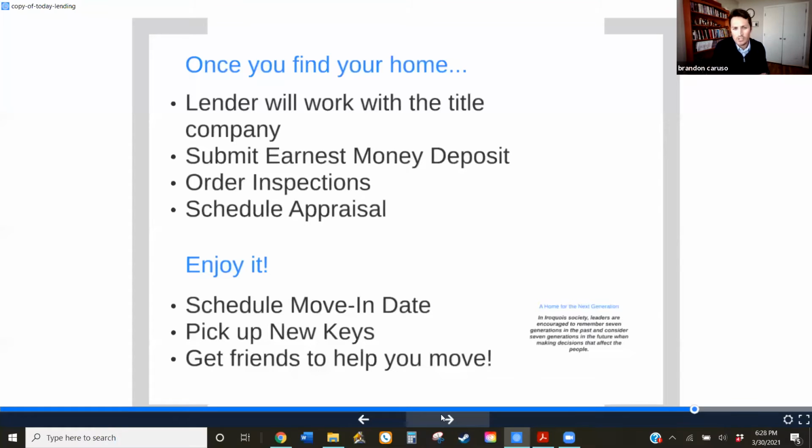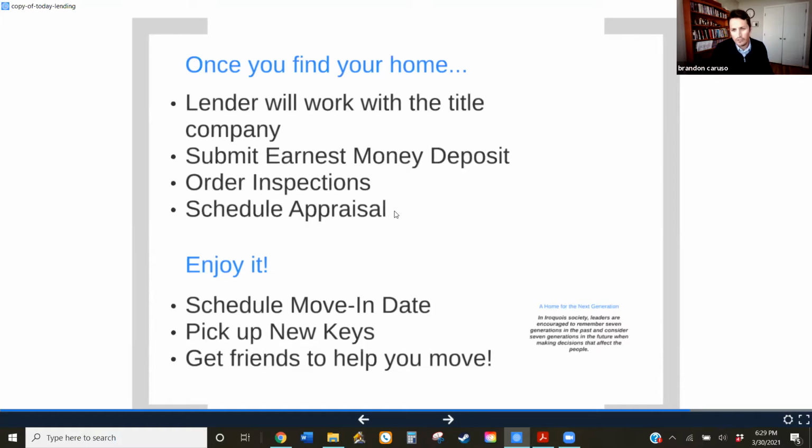But eventually when you get into a home, or you find a home, I should say, you're going to start working with a title company, so they're going to be local. You're going to submit your earnest money deposit, order inspections, and schedule appraisal. Now, a realtor can help you with all this. A realtor is not required, but if you're a first-time home buyer, it's recommended. They're going to be your local go-to to help you walk through all this.